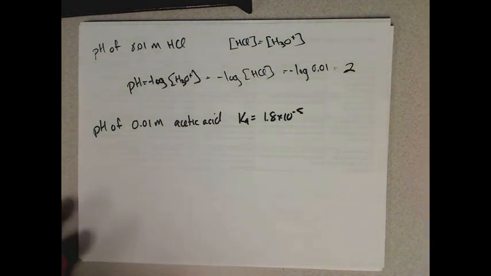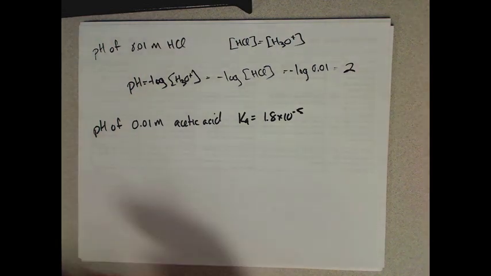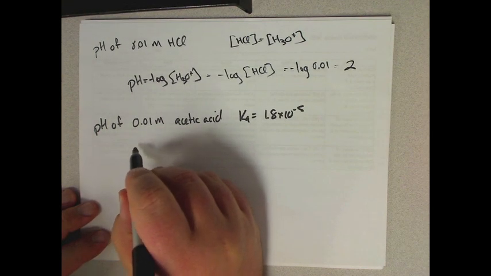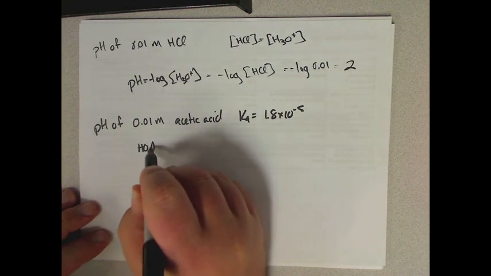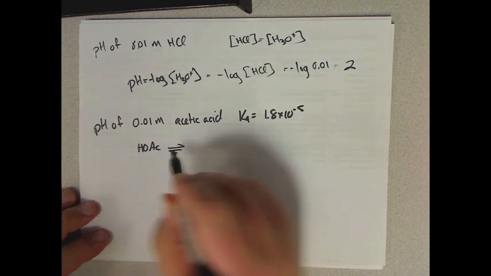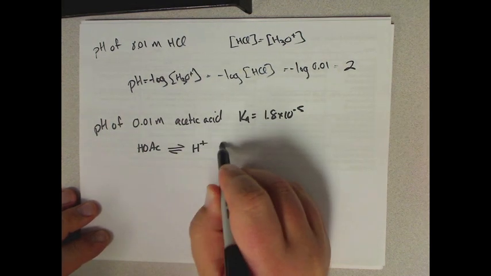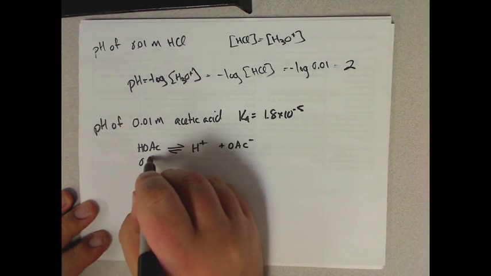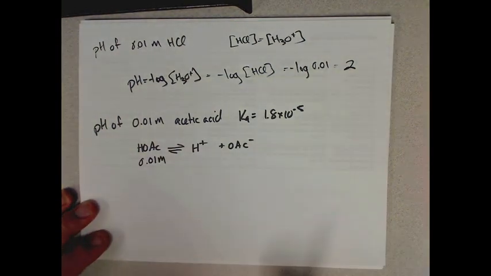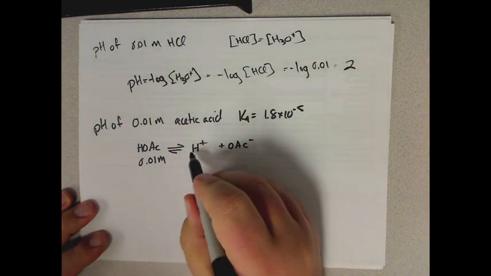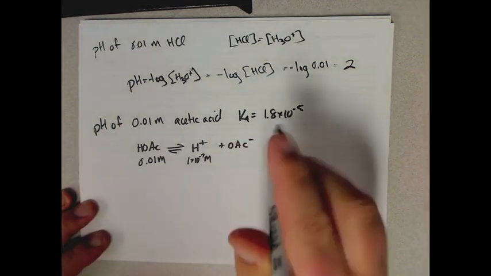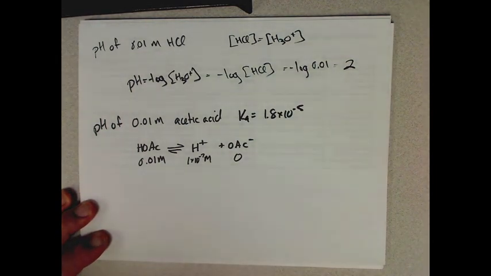Okay, so we now need to set up our classic sort of ICE table. The ICE table would be initial. So we have, in this case, acetic acid, and I'm just going to abbreviate that: HOAc is in equilibrium with H plus and OAc minus. So we'll start with 0.01 molar. Here, we'll assume the water is 1 times 10 to the minus 7th molar, if we assume it's pure water, and our acetate is 0.